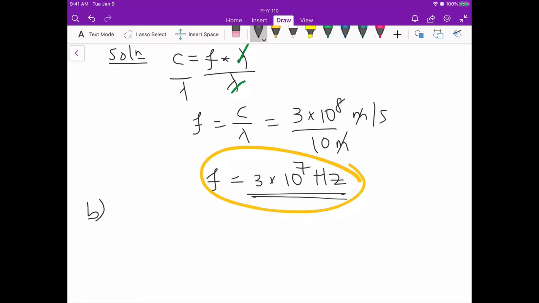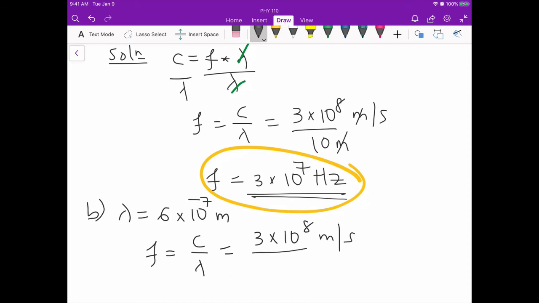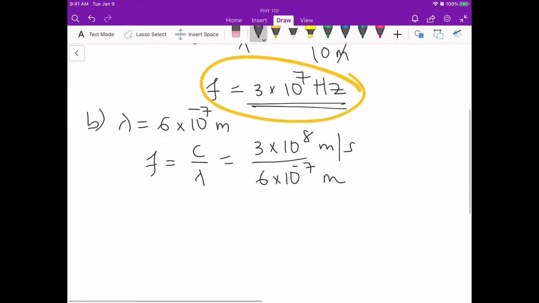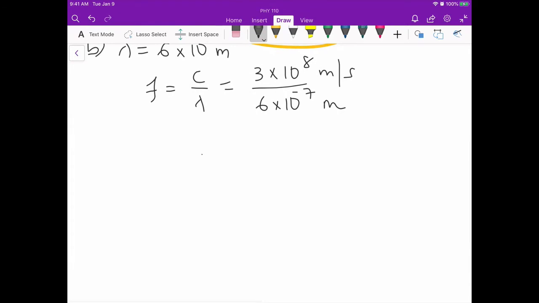Part B says a light wave with a wavelength of, so now this is for a light wave, lambda equals 6 × 10⁻⁷ meter. You just apply the same equation, frequency equals C over lambda. C is 3 × 10⁸ meters per second, and lambda is 6 × 10⁻⁷ meter, right? You can do all sorts of fractional things. So 3 over 6, that would be 0.5, right?